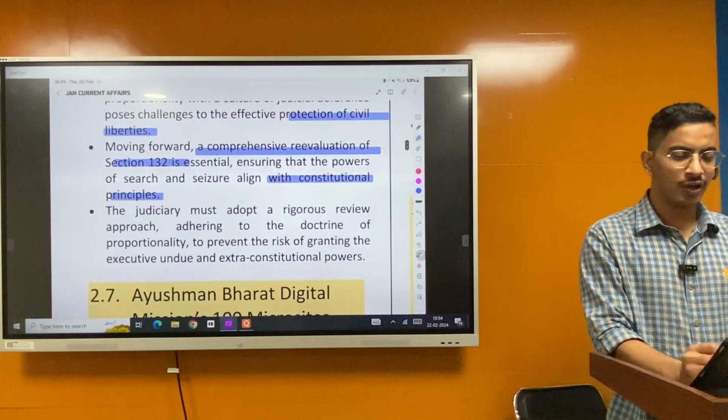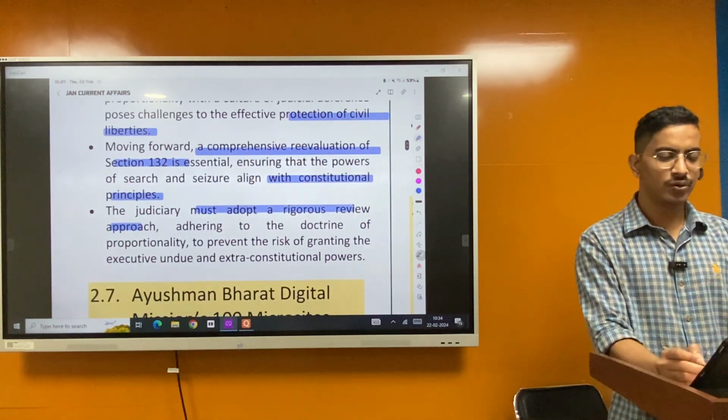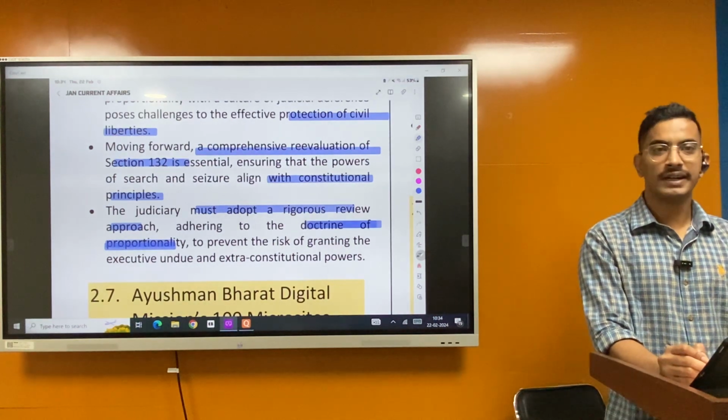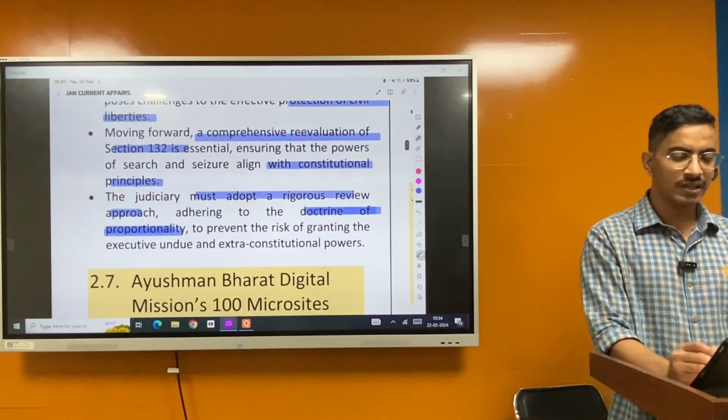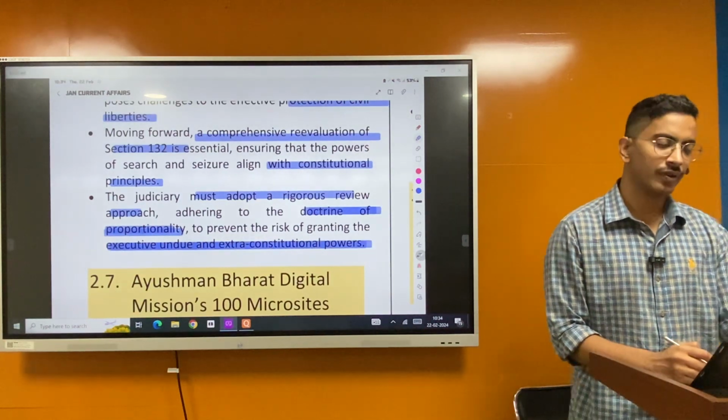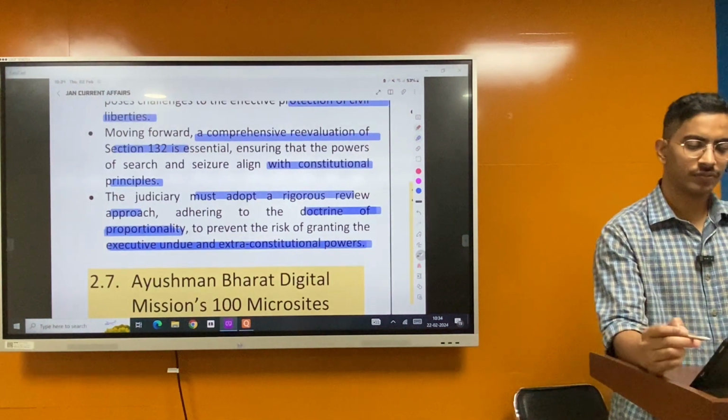The judiciary must adopt a rigorous review approach, adhering to the doctrine of proportionality. So you need to follow this doctrine of proportionality to prevent the risk of granting the executive undue extra-constitutional power. So this is very important.